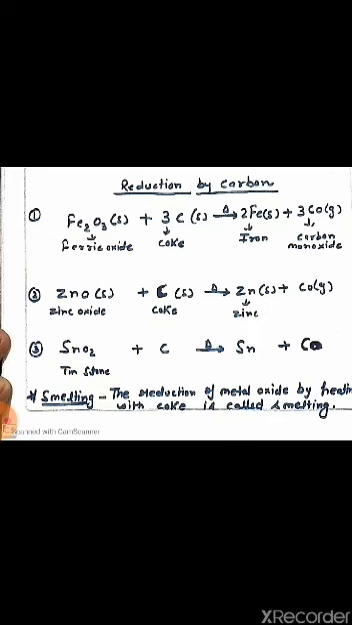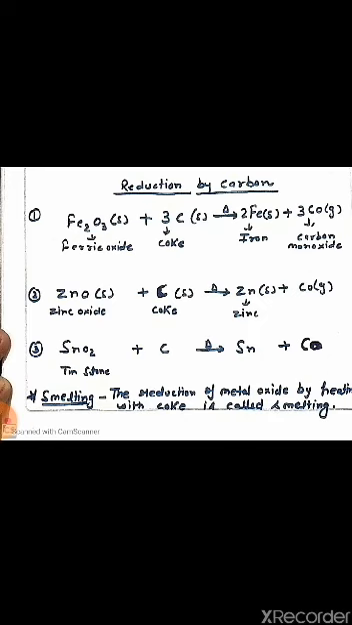Now second example, ZnO, zinc oxide, plus coke, heat, and it gives zinc plus carbon monoxide. Third example, SnO2 plus C, heated again, gives Sn plus CO, carbon monoxide.